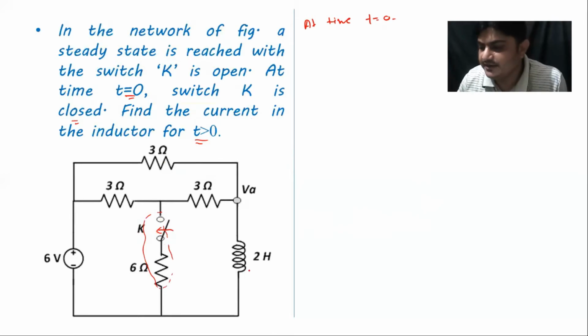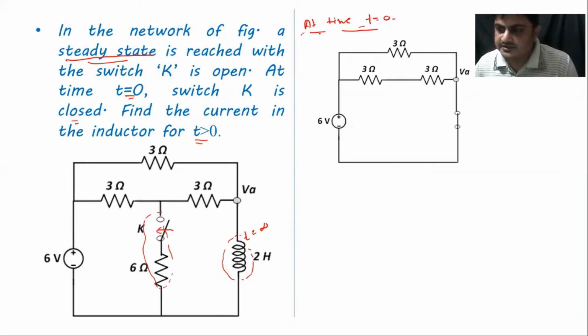The second thing is the condition of this inductor. It is mentioned that steady state is reached, so it means this is t equal to infinite. What is the situation at time t equal to 0 minus? The switch is open and the inductor has attained steady state, so the inductor will behave as a short circuit. I have marked here the short circuit.